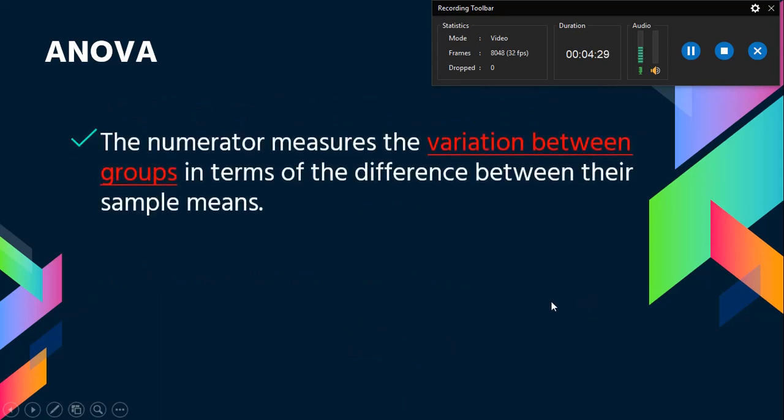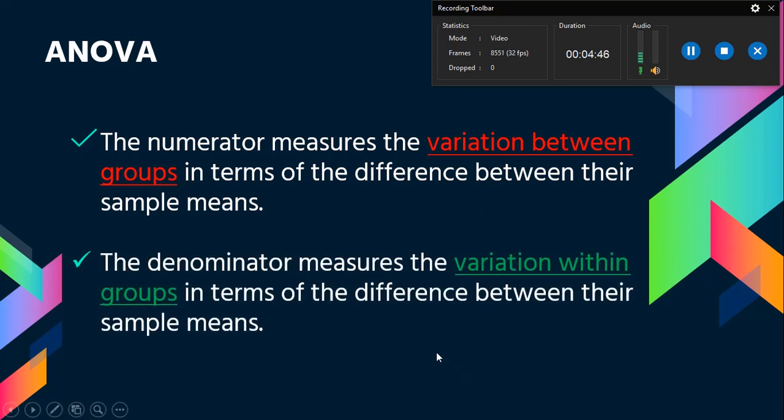When we calculate the F statistic, we have both a numerator and a denominator in that ratio. The numerator will measure the variation between the groups. So they're looking at the difference between their sample means. Are they close together or are they really far apart? The denominator in that ratio will measure the variation within the group. So how much difference are you seeing in the observations in one sample by itself?